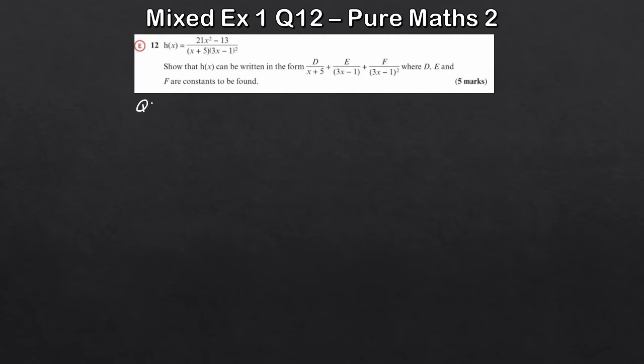So we've got this function h of x. We want to show that h of x can be written in this form here. Okay. So how do we do that? Well, again, just like we've done with the previous three, get it over a common denominator. So what do I have to times d by to get it over a common denominator? Well, that's just going to be 3x minus 1 all squared. Okay. What do I have to times the e by? Well, we need another 3x minus 1, and we also need the x plus 5.